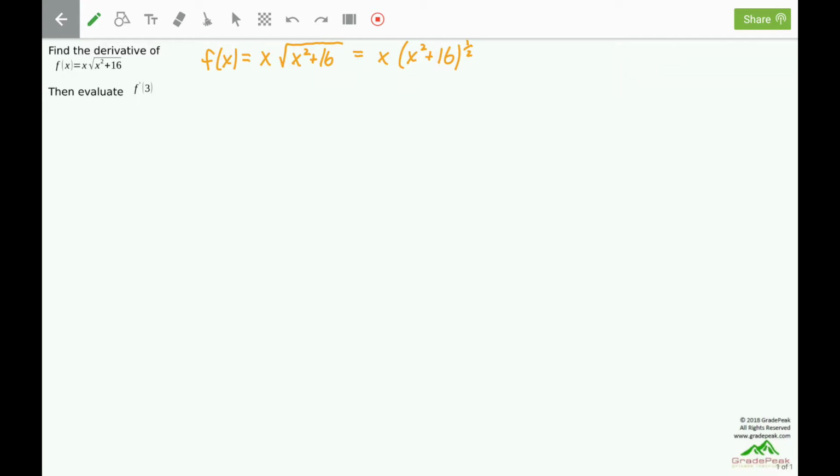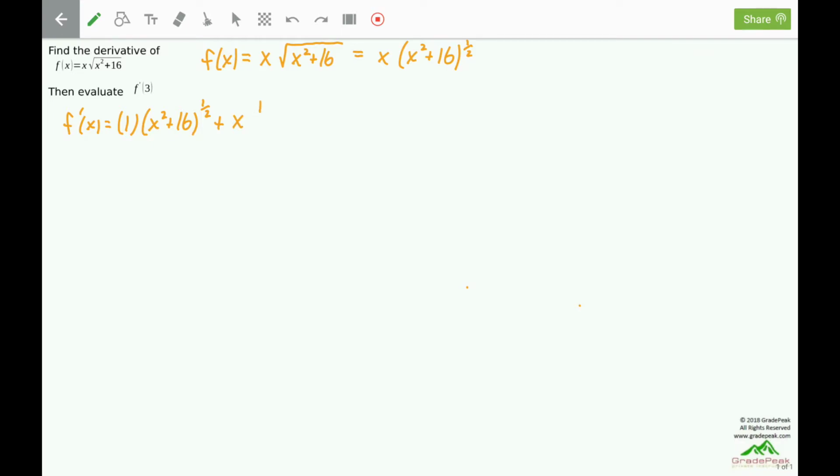Since we have a product of x times that, we will then have the product rule to use for our derivative. The derivative f prime of x will be the derivative of the first function, that's the x, the derivative of that will be a 1, times the second left alone, so x squared plus 16 to the 1/2, plus the first left alone, times the derivative of the second.